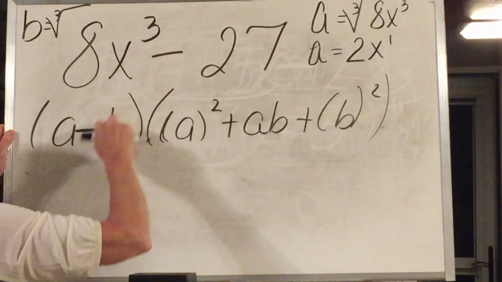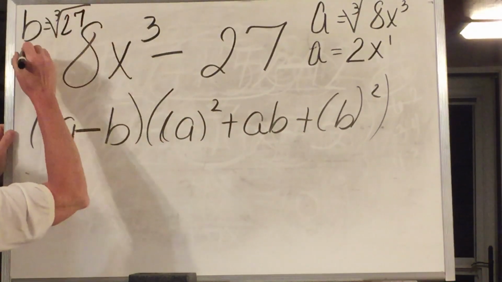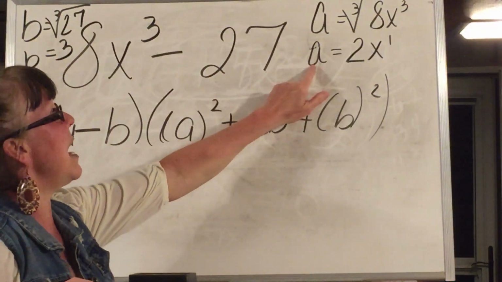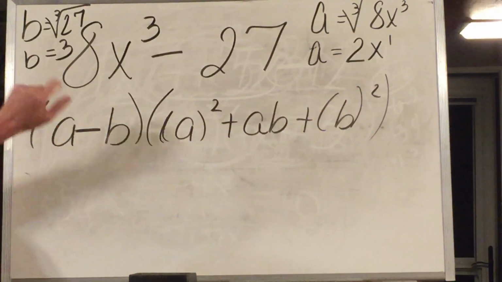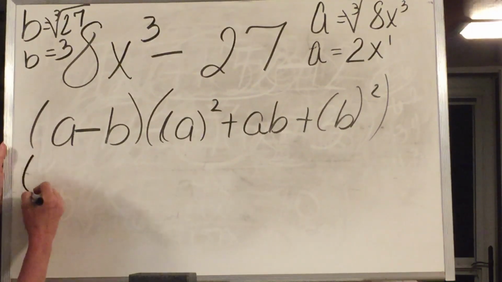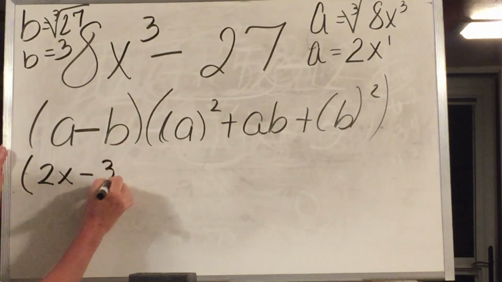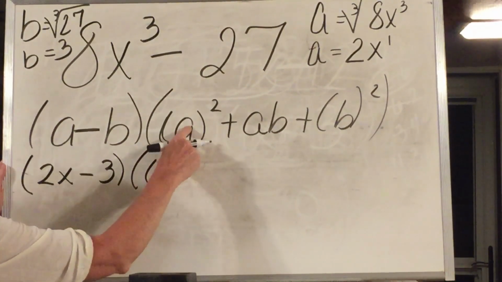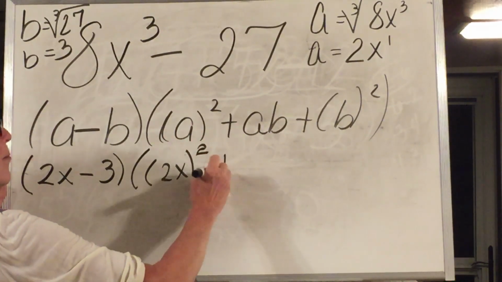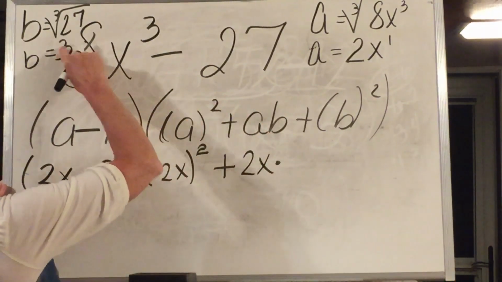To find B, you're going to take a cube root of whatever comes second. Don't use your sign. Your signs are built into your formula. So the cube root of 27 is 3. So every time you see A, plug in 2x. Every time you see B, you're plugging in 3. Open parentheses. A is 2x minus B is 3. A is still 2x. Don't forget to square it. Plus A is 2x times B is 3.